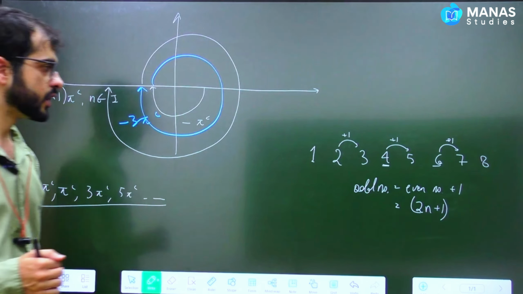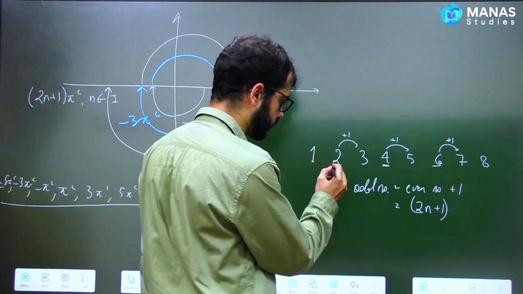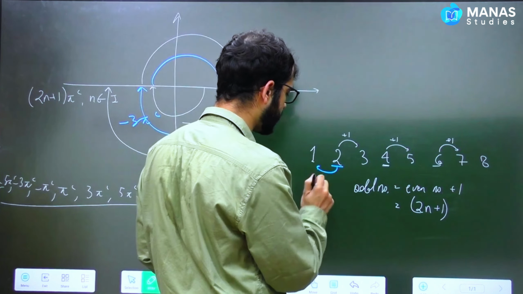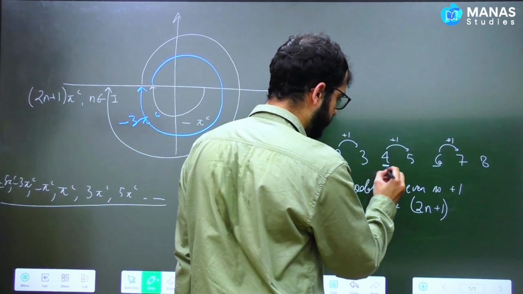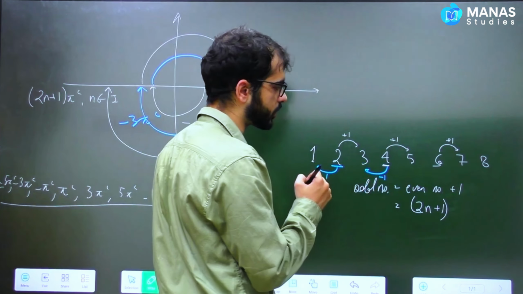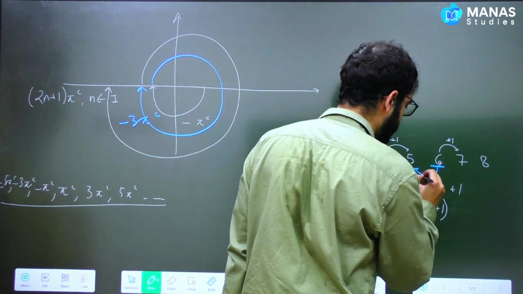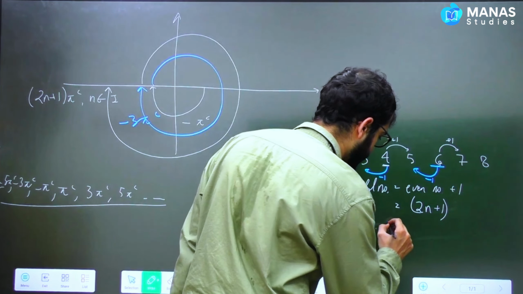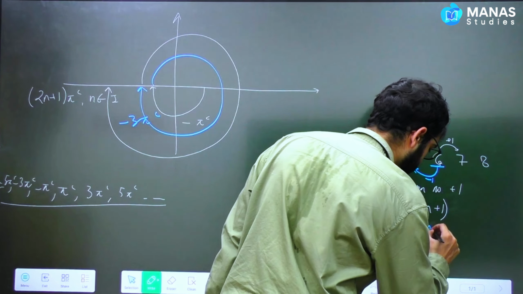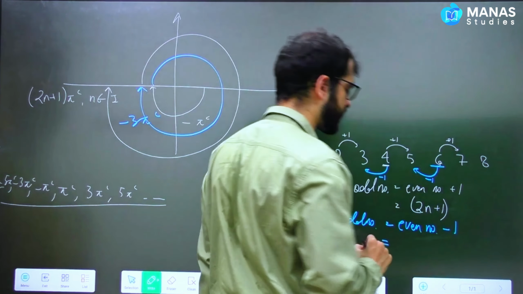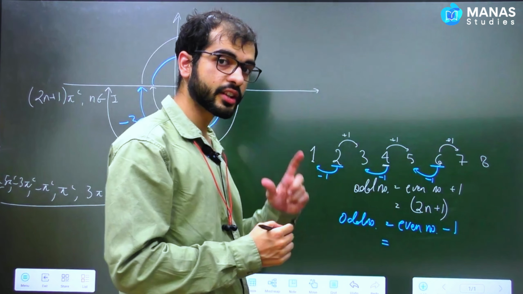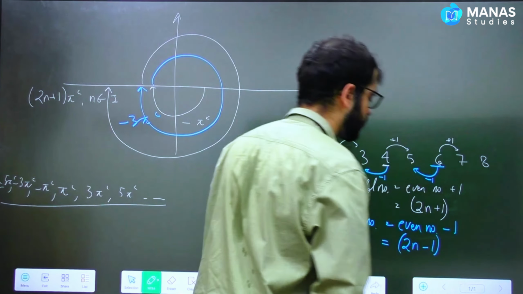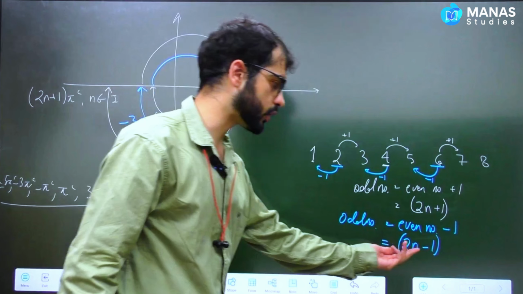and so on. Now, there is another observation. Look, 2 is an even number. If I subtract 1, I'll get 1. 4 is an even number. If I subtract 1, I'll get an odd number. 6 is an even number. If I subtract 1, I'll get an odd number. So another way of writing an odd number is an even number minus 1. And as we saw in the previous case, an even number can be written as 2n. So this will become 2n minus 1. So another way of writing an odd number is 2n minus 1.